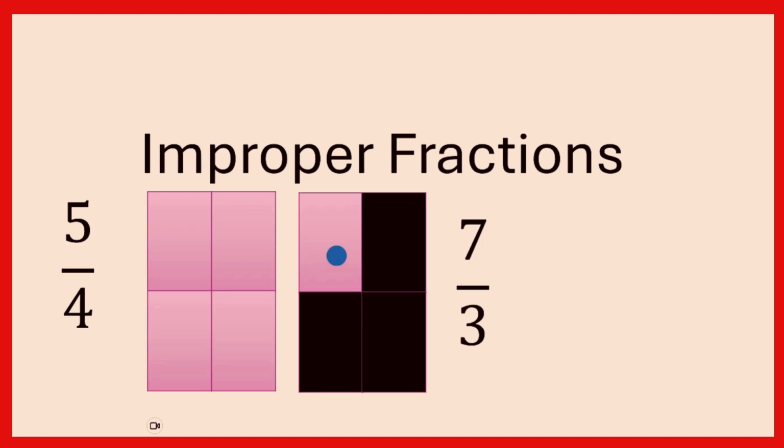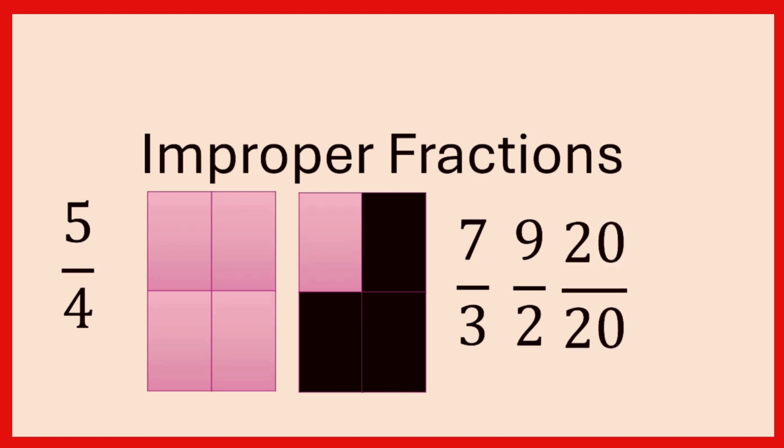And so we have some other examples: 7/3, 9/2, 20/20, and so on. You look at this, the number above the fraction line, which is the numerator, is bigger than the denominator. But then you look at 20/20, and I said it's an improper fraction. Yes, it's an improper fraction because it's a whole. When the numerator and denominator are equal, you have an improper fraction.